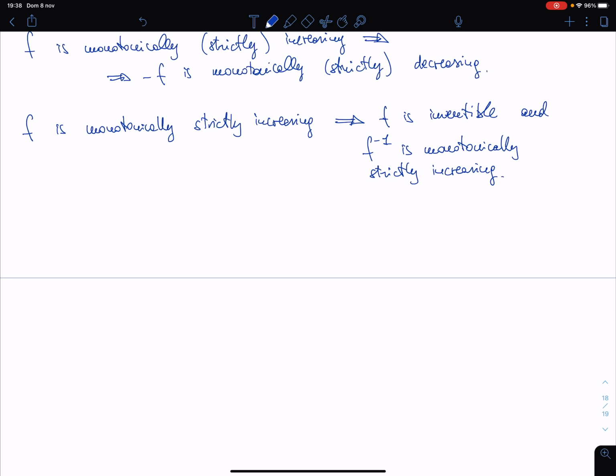Okay? And now after these examples, let me give the fundamental theorem on monotonic functions, which links monotonicity and limits, like in the case of sequences. So, theorem.